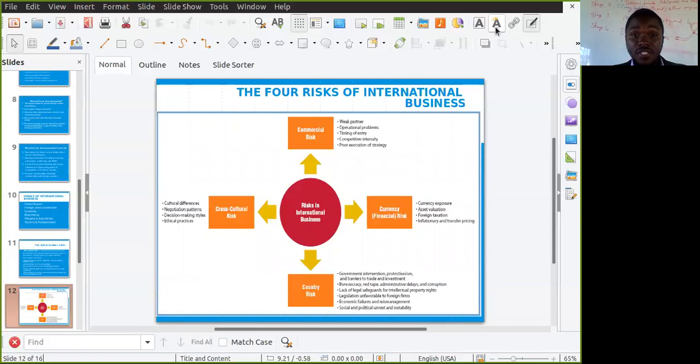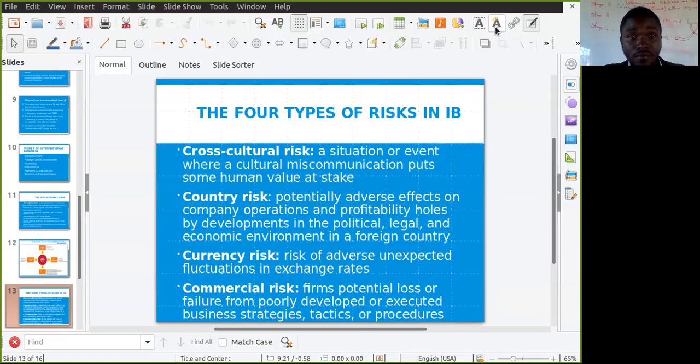There are some risks that international businesses face. There are 4 types of risks that international businesses face. These are commercial risks, cross-cultural risks, currency risks, and country risks. The four types of risks in international business.